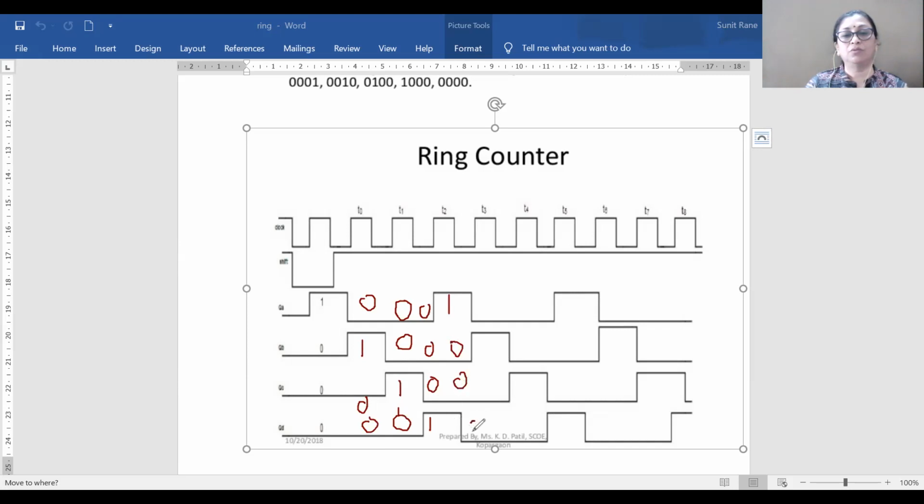So it is like this. Like this, you have to draw the timing diagram. I'll be giving this diagram to you in your notes, so don't worry about it. It is very simple to draw by looking at the truth table.